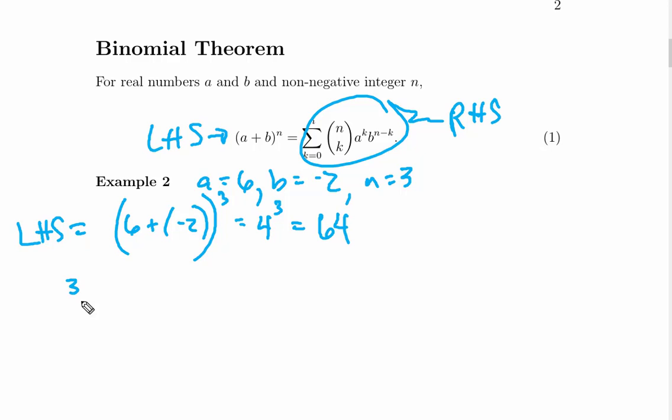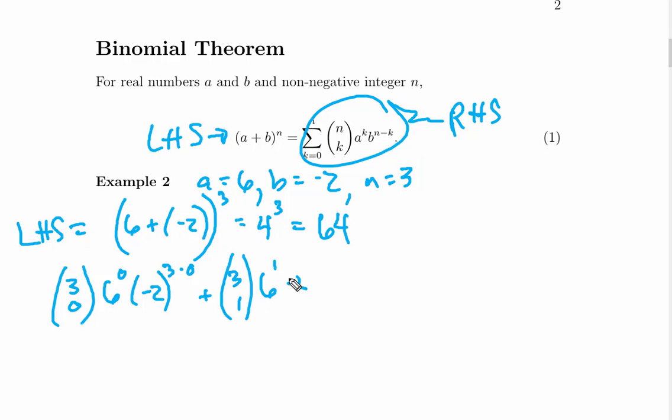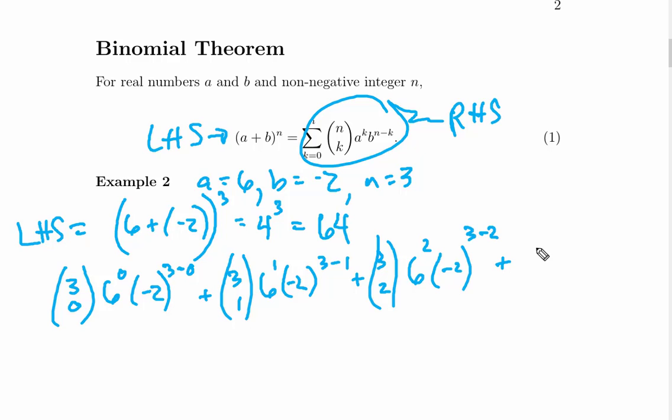N is 3, so I start with k equals 0, so it's going to be 3 choose 0 times 6 to the 0, times -2 to the 3 minus 0, and then plus 3 choose 1 times 6 to the first times -2 to the 3 minus 1, and then plus 3 choose 2 times 6 to the 2nd times -2 to the 3 minus 2, plus finally 3 choose 3 times 6 to the 3, like so. Hopefully I did all that right. This is the right hand side.